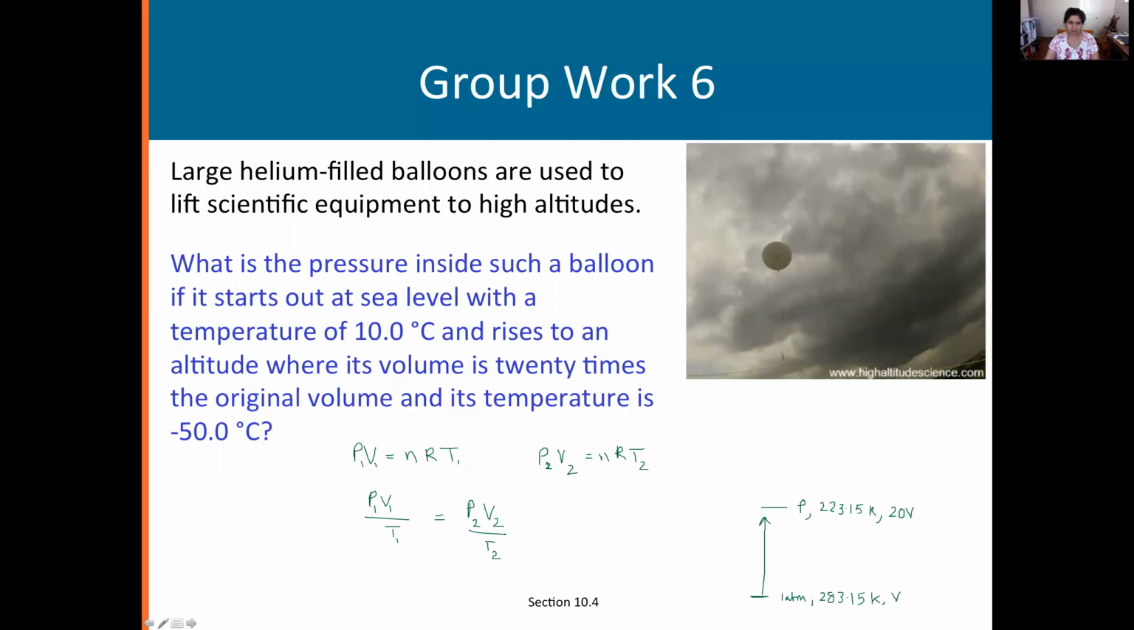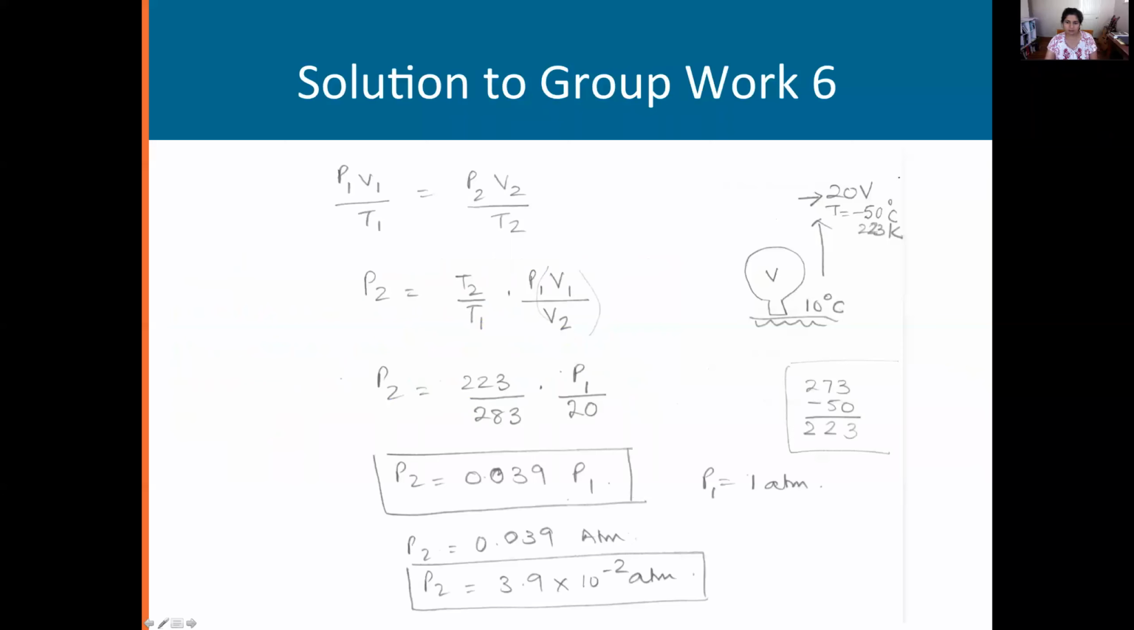And just to be consistent, all the 1 values apply here, so let me call this V1. All the 2 values apply to my second position, so let me call this P2. And this is in terms of V1. Now you can just substitute in the values from here. You want to solve for P2, and you should be able to do that and obtain your results. You should get P2 as 3.9 times 10 to the minus 2 atmospheres.